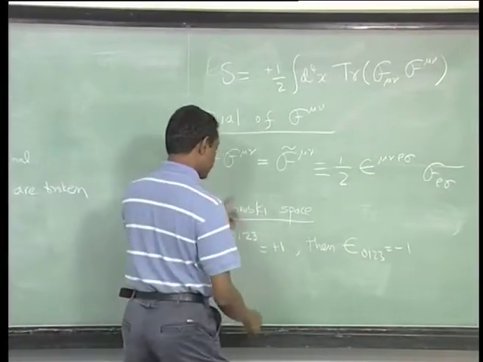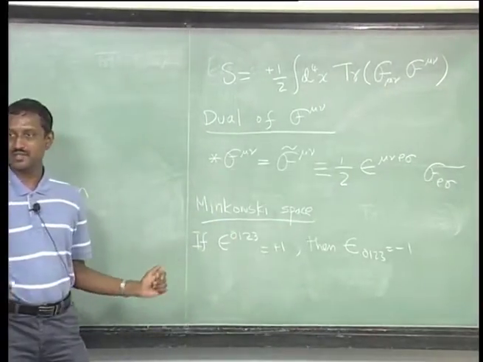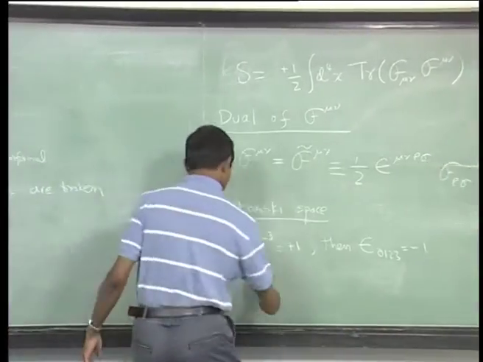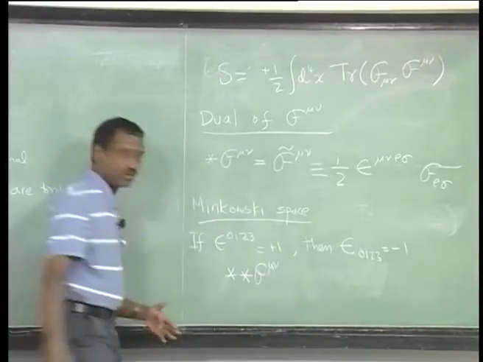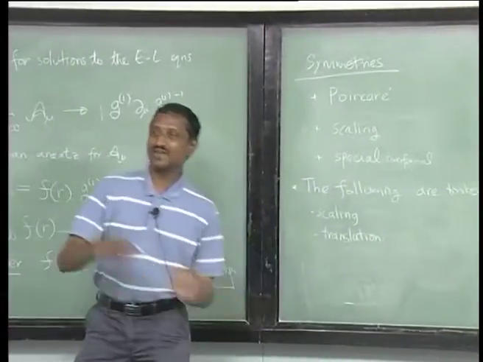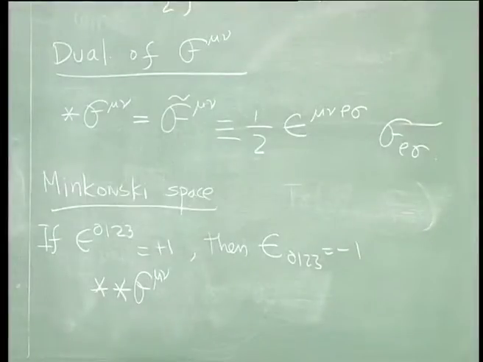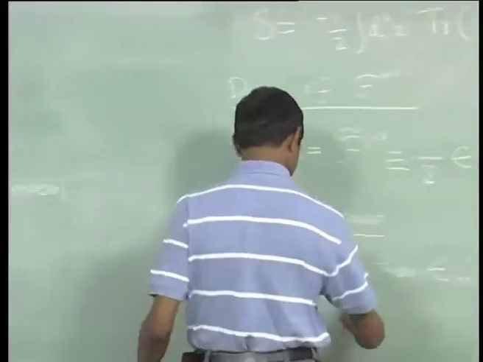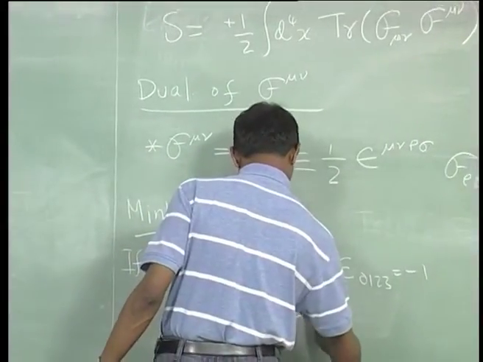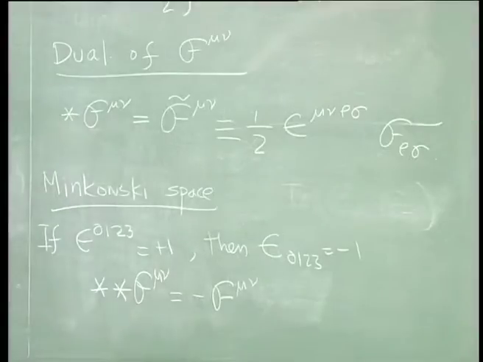In Minkowski space, because of this, if you do the star operation twice, you would have thought, okay, I take electric field to magnetic field, and then I do it once more, magnetic field comes back to electric field. But if you remember, there was an important minus sign. So if you do it 2 times, it does not go exactly to itself, it goes to minus itself.